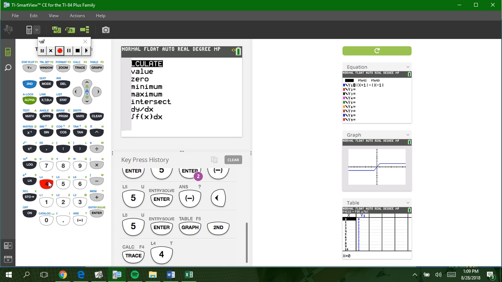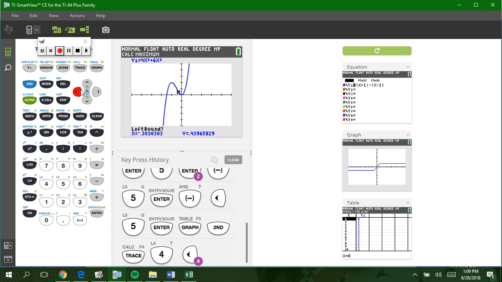Now, the first thing this says is left bound. What does that mean? I have to be to the left side of that high point. So I'm going to push over. Here we come. All right, right there. I'm good, huh? I'm to the left of the high point. Am I not? I'm going to hit enter. Now, what is it at?